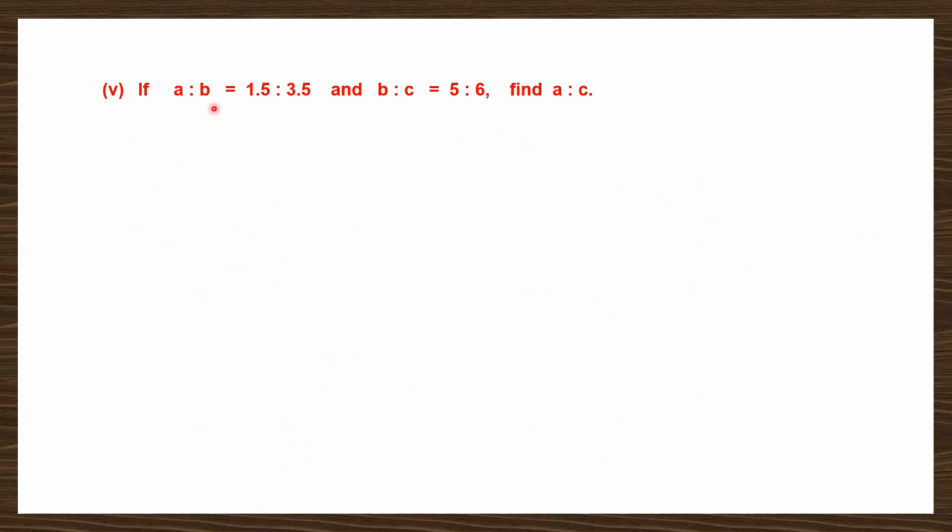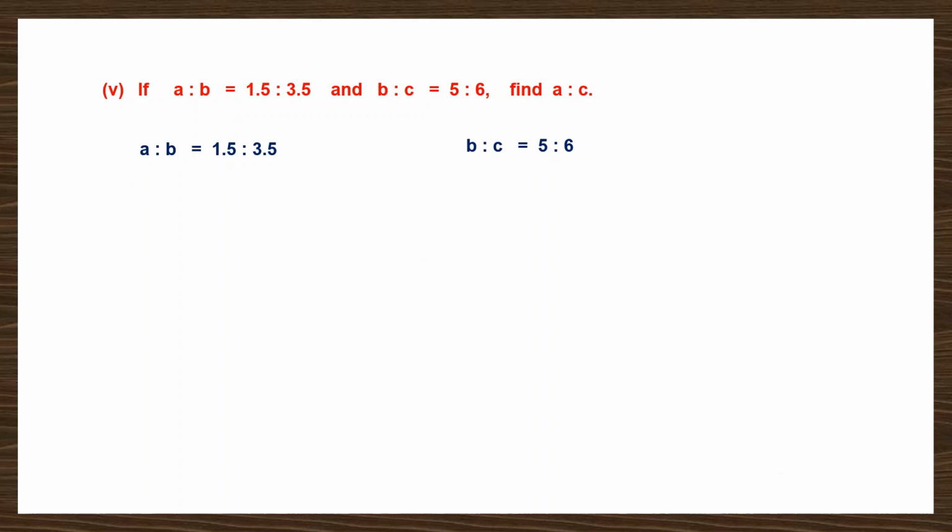Question 5. So here we have A is to B is equal to 1.5 is to 3.5 and B is to C equals 5 is to 6. Now here we must find A is to C. So let's do that. So first what's given to us? A is to B is given to us and B is to C is given to us. So first thing we'll do is we'll simplify this.